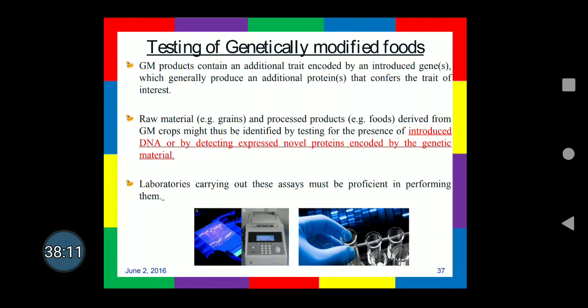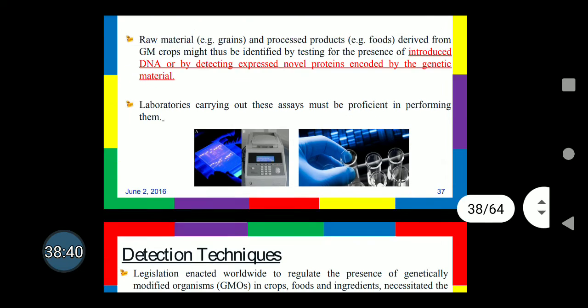The GM products contain additional traits encoded by an introduced gene, which produces an additional protein that confers the trait of interest. The raw material or grains and processed products derived from the GM crop must be identified by testing for the presence of introduced DNA and their expression by the genetic material. Laboratories carry out assays, and they must be proficient in performing them.